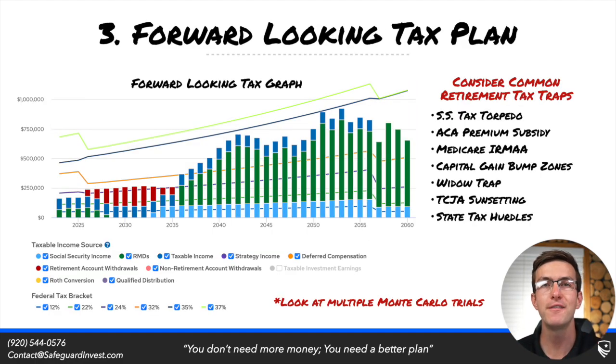Retirement plan must-have number 3 is a forward-looking tax plan. For many of you, taxes are going to be one of your largest, if not your largest, expense. And so when we think about improving our retirement plan, saving on taxes is one of the most important adjustments that we can make. Well, how do we know how much we can save on taxes if we don't know what our tax burden will be?